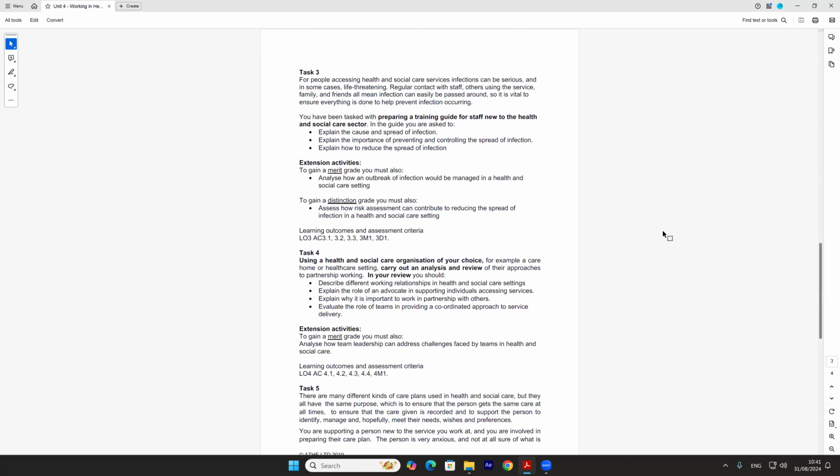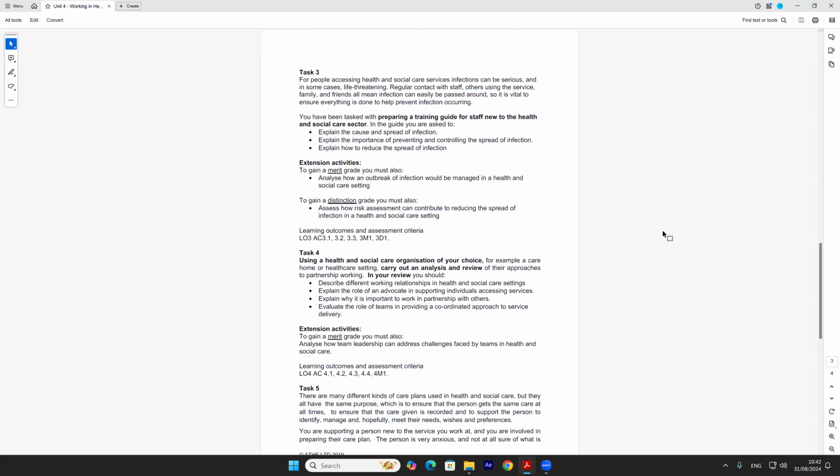So, again, for merit grade, you need to analyze how an outbreak of infection would be managed. So, in a health and social care setting, we need to consider how the infection would be identified, how communication and isolation would be handled, and what steps would be taken to contain and eliminate the infection. And for distinction grade, you must assess how risk assessment can contribute to reducing the spread of infection. So this involves evaluating and identifying risks such as potential sources of infection, which can lead to targeted measures that can prevent the outbreak.